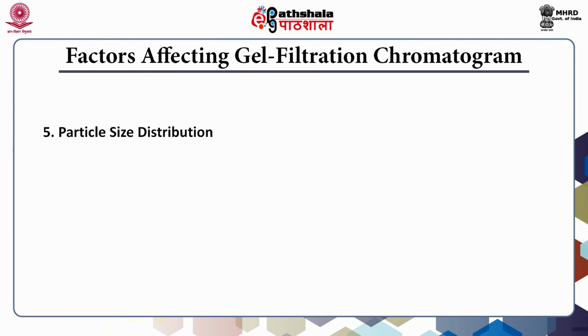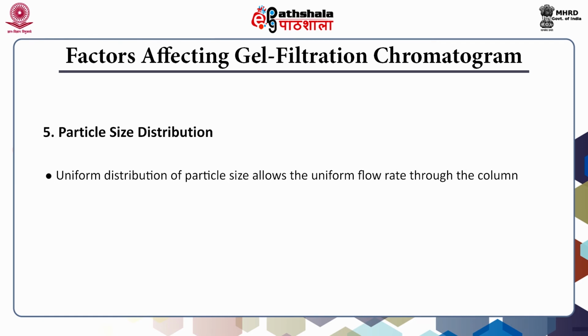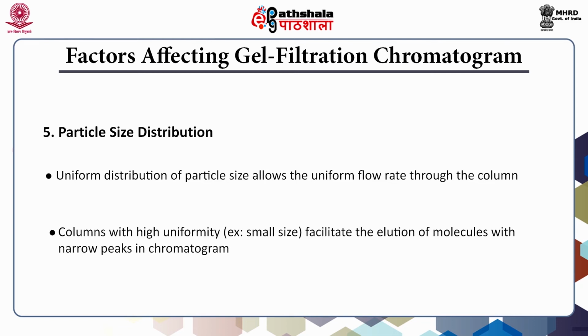The fifth factor affecting the gel filtration chromatogram is the particle size distribution. Uniform distribution of particle size allows a uniform flow rate throughout the column. Like in normal chromatography basics, the particle size should be uniform throughout the column. If the column is not uniform, it will affect the flow rate. So, columns with high uniformity, for example with a small sample size, facilitate the elution of molecules with narrow peaks. If there is a variation, that results in peak broadening, which results in overlapping of the peaks.